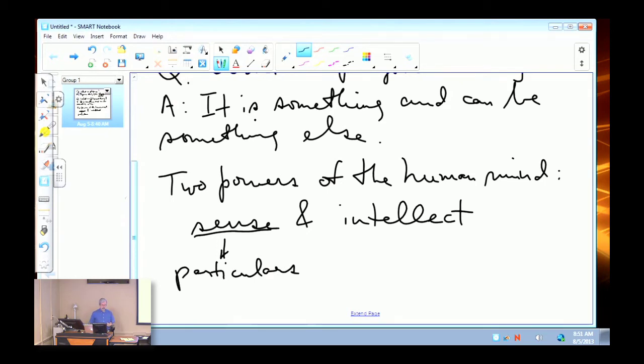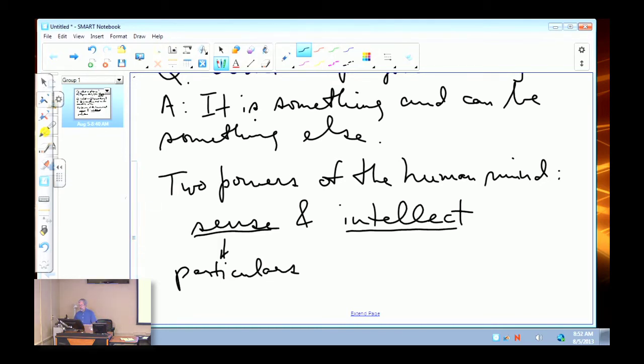I sense a particular dog. I sense a particular color of a particular thing. I sense particular people, particular clouds. Those are always individual, particular things that you sense, and there's no exception to that. The senses are always acting on particulars. You know particular things through your senses. You have sense knowledge of particulars.